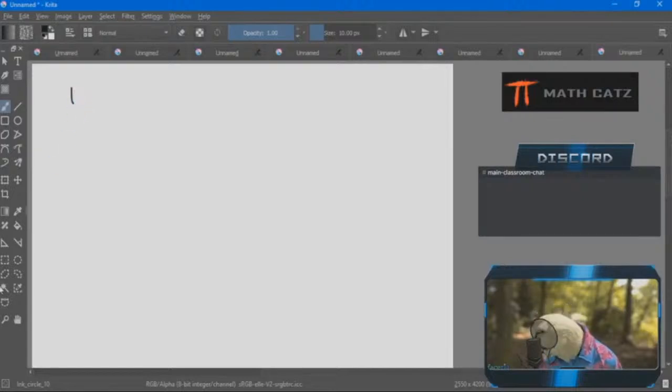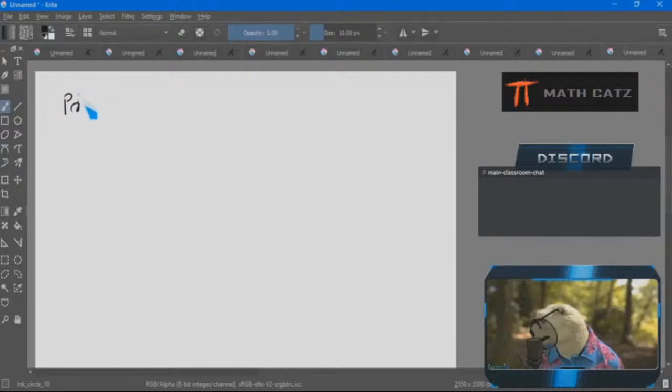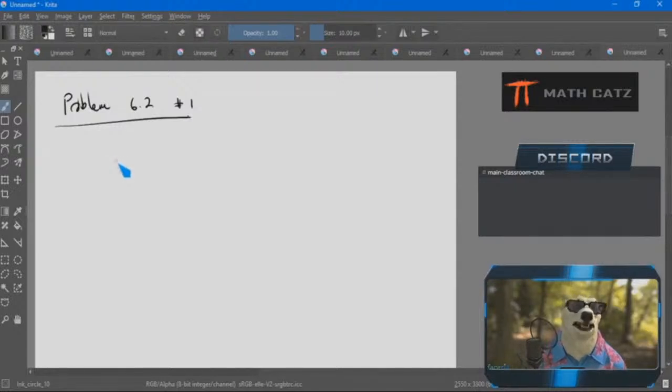What am I trying to write here? I can't speak and write something different. Problem 6.2. Let's just start with number 1. Nothing wrong with a good old number 1. And I did not name these functions, which is probably a bad thing. A function should be named. Let's call them y. I have the following function, like so.